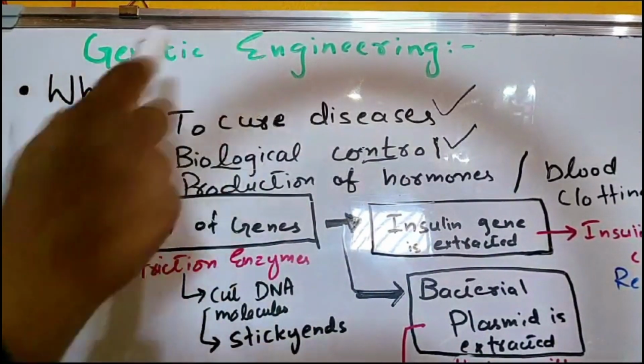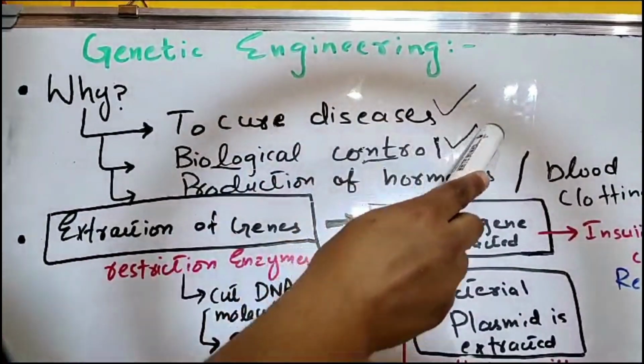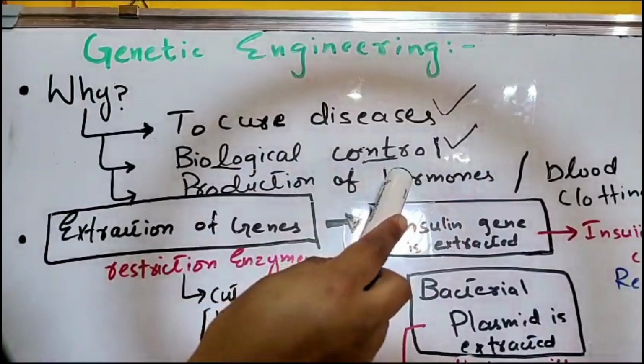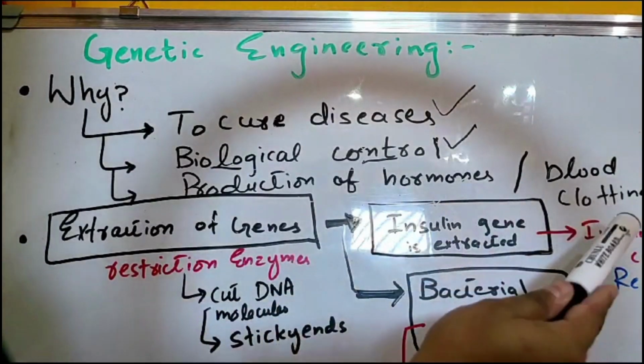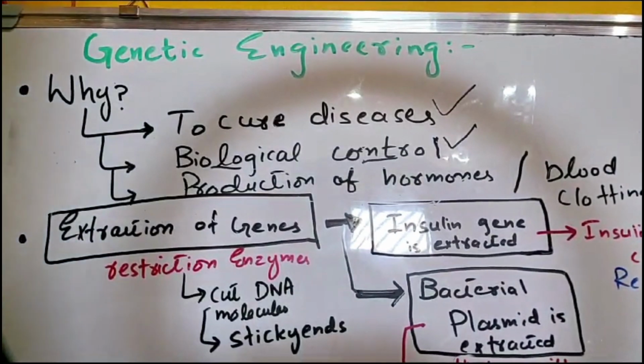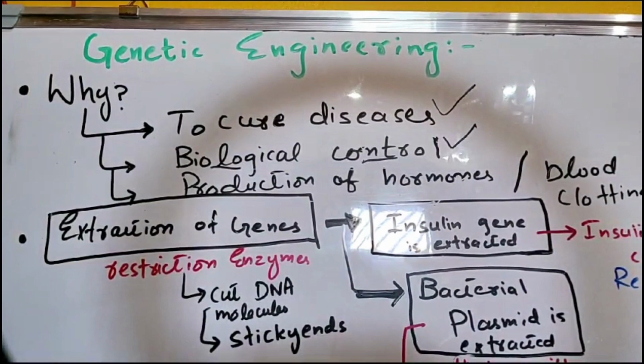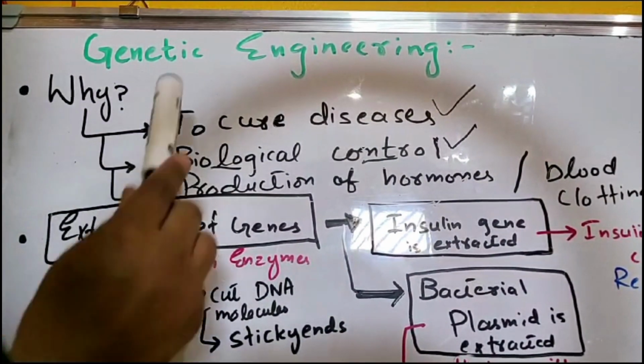So why is genetic engineering important? To cure diseases, for biological control, for the production of hormones, and for the production of the blood clotting protein. In your book, only the diabetes scenario is mentioned. To cure diabetes, insulin is very important, and this insulin is being produced by genetic engineering.